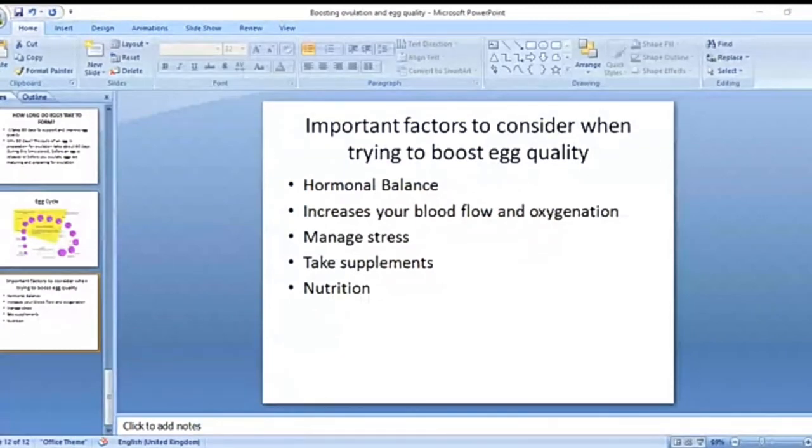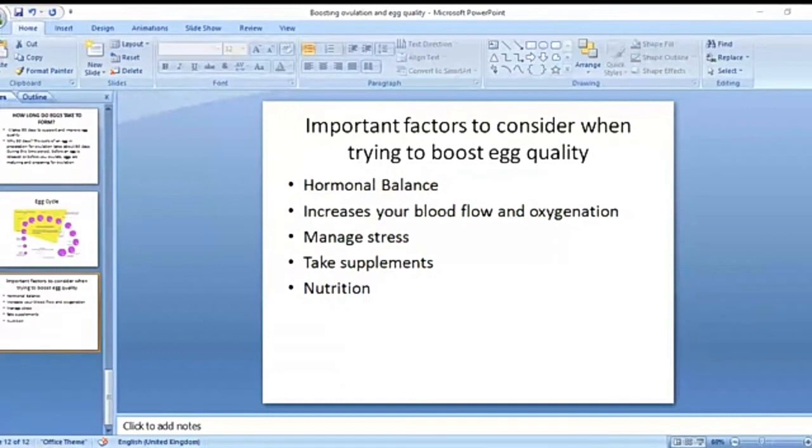Then the other thing to look out for is increased blood flow and oxygenation. When you're trying to balance your hormones and work on egg quality, blood flow to the pelvic region is very, very important. It is very important for there to be enough blood flow to the pelvis. So how do you allow blood flow to the pelvis? There are many ways, like exercises. When you're exercising, it allows blood flow to your pelvic region.